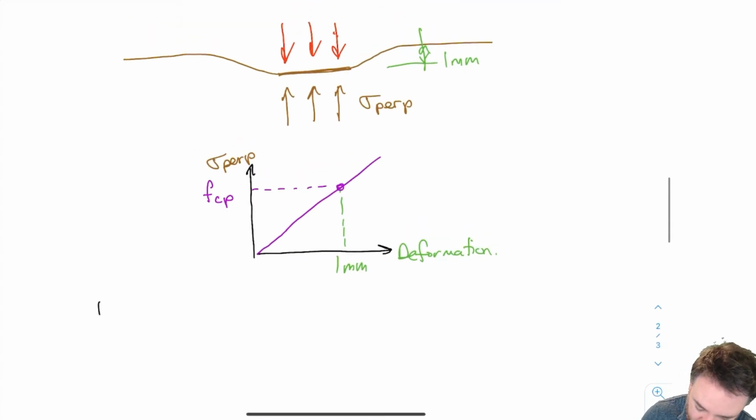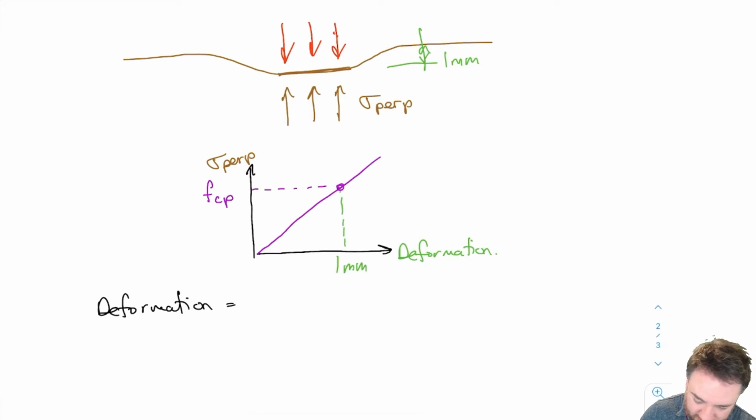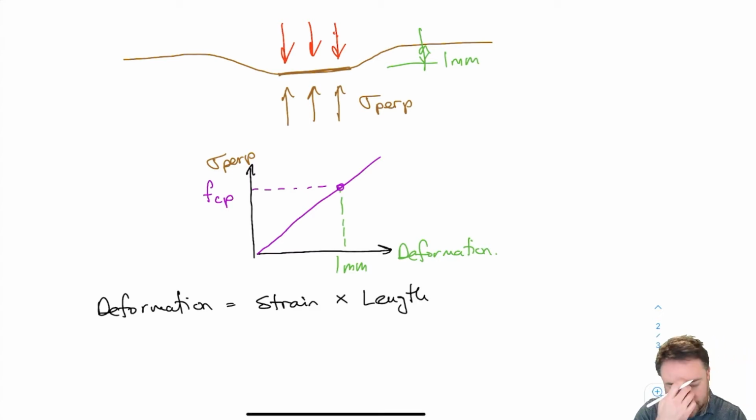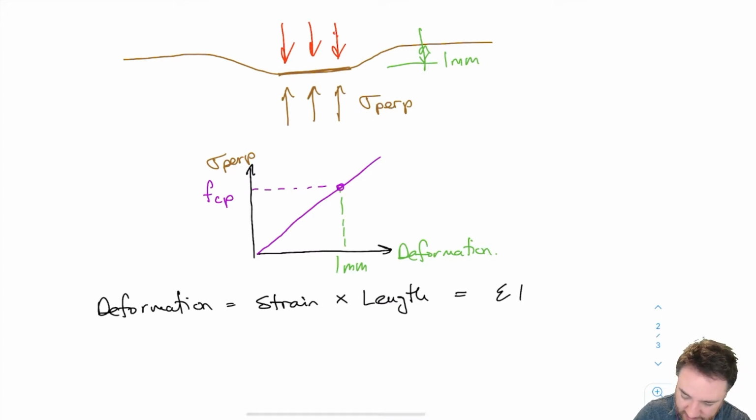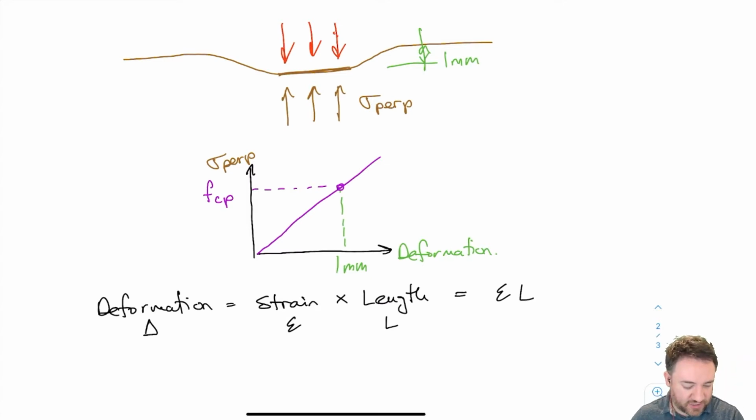So this deformation is also equal to a strain times a length. So you guys are familiar with this. Strain equals delta L over L. So if I rearrange that equation, I'm going to have strain epsilon times a length, right? So that's basically the definition of deformation in one dimension, right? So deformation, if this is delta, and this is strain, and this is length. Okay, then we have deformation of strain times length.